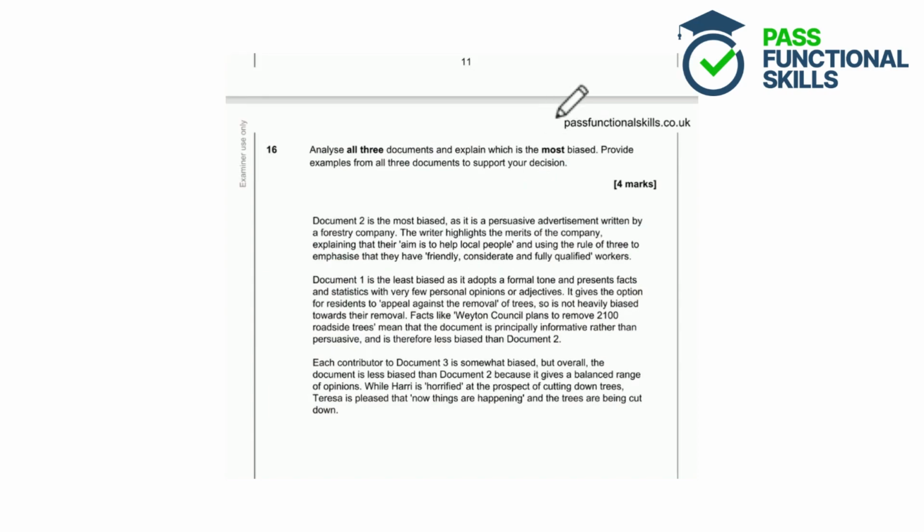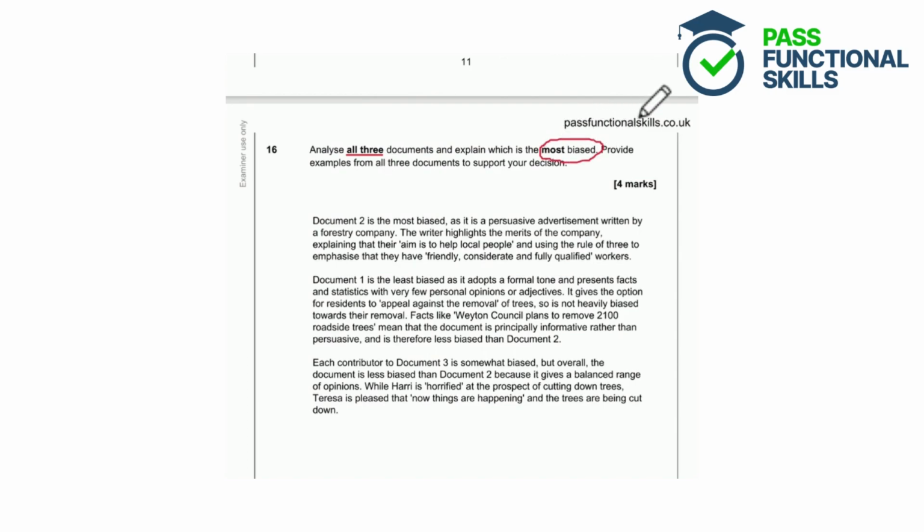Question 16, analyse all 3 documents and explain which is the most biased. Provide examples from all 3 documents to support your decision. So important things to note here, we need to look at all 3 of the documents. To get the marks here, you need to make sure you're talking about all 3 of the documents, not just 1, not just 2, all 3. And we need to say which one is the most biased.